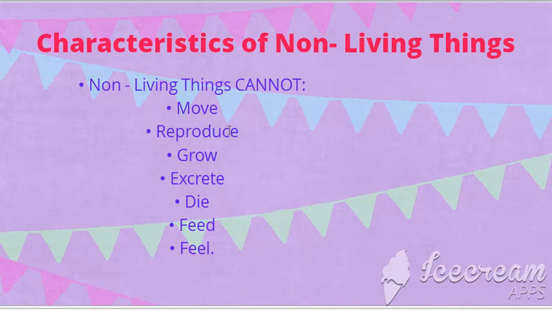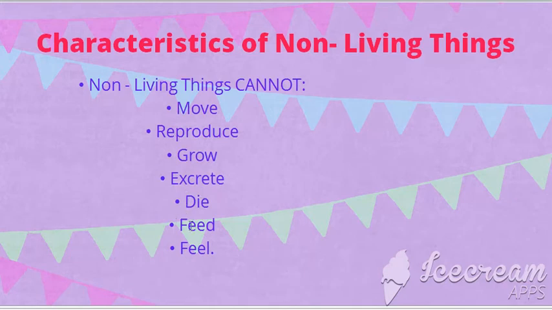Non-living things cannot also reproduce. They can't give birth to younger ones. Your bag can't give birth to a smaller bag. Non-living things cannot grow. Non-living things cannot excrete. They cannot die. Okay? Your shoe cannot die. Your bag cannot die. Your car cannot die.